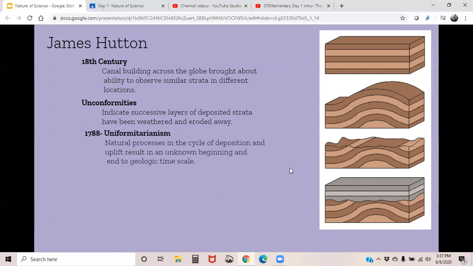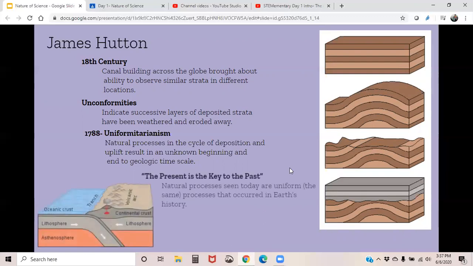And so in 1788, he constructed the idea of uniformitarianism. This is the thought that natural processes that we witness taking place currently on the earth in terms of deposition and uplifting through the rock cycle were actually happening the same exact way previously in historical times. And so we can use that information to help us come up with a better understanding of the age of the earth. There was a slight problem to that, but we'll get to that in a bit.